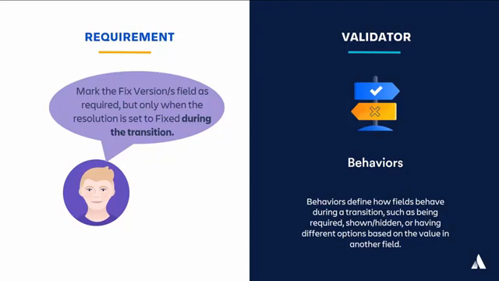Some examples of behaviors are the following. Hide or show a certain field based on the value populated in another field during the transition. Update the select list option based on the value of another custom field during the transition. And as we see here, make another field required based on the value populated in another field during the transition. And there are many other types of behaviors. That was our final advanced example of configuring transitions.